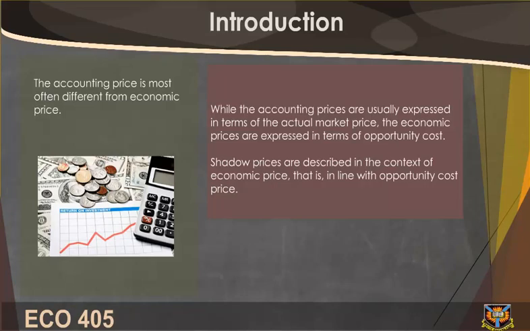Introduction. The accounting price is most often different from economic price. While the accounting prices are usually expressed in terms of the actual market price, the economic prices are expressed in terms of opportunity cost. Shadow prices are described in the context of economic price, that is, in line with opportunity cost price.